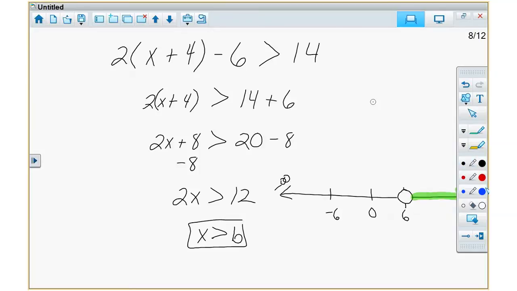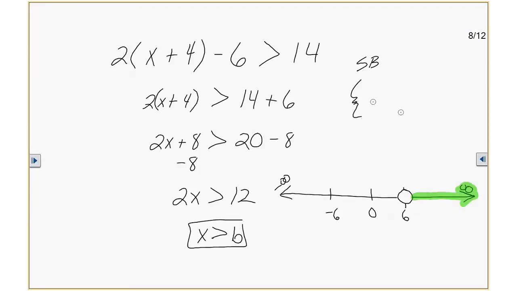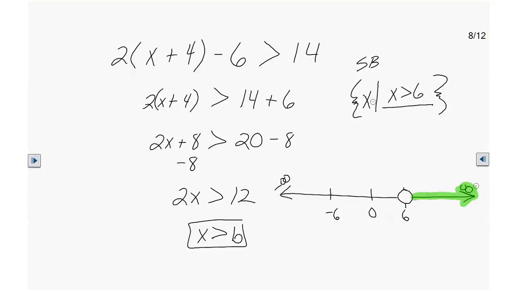So, set builder notation is pretty simple. Braces, x such that, and then what your answer is. The answer is x is greater than 6. Interval notation.